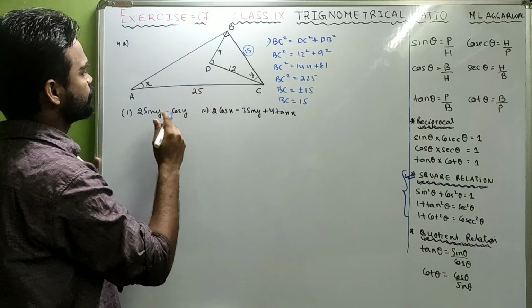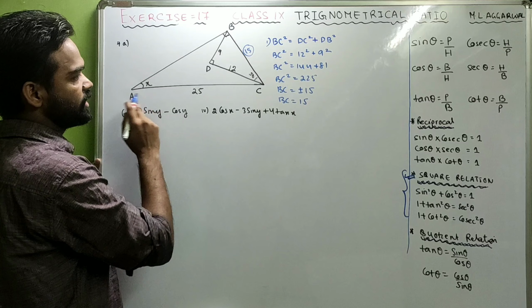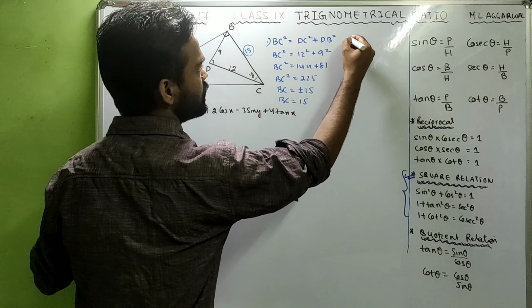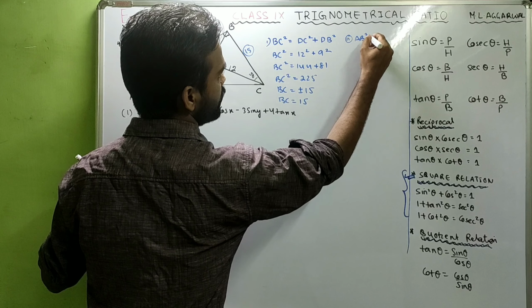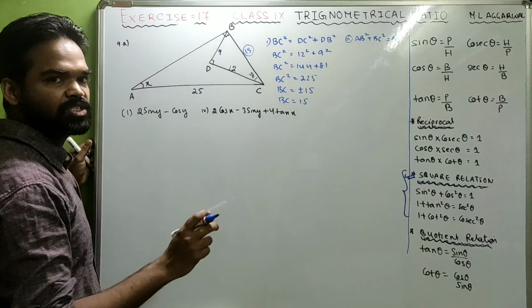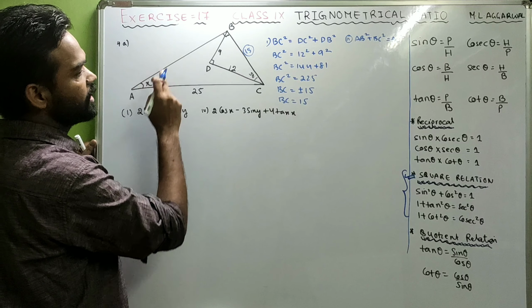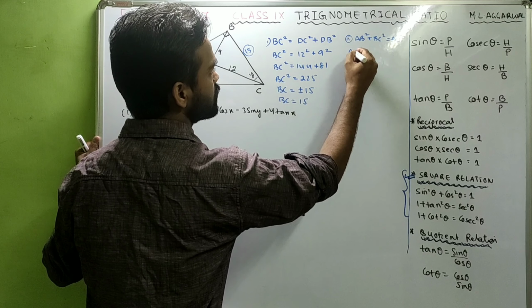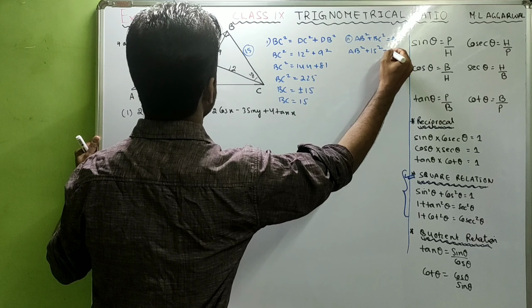We just got it. Now look at triangle ABC. Your AC is the hypotenuse. That is known. So we can say AB square plus BC square is equal to AC square. We know base square plus perpendicular square equals hypotenuse square. So AB is not known to us. BC is 15, 15 square.